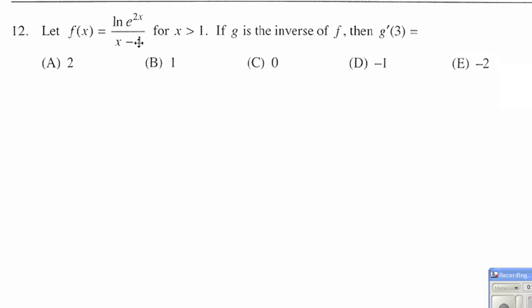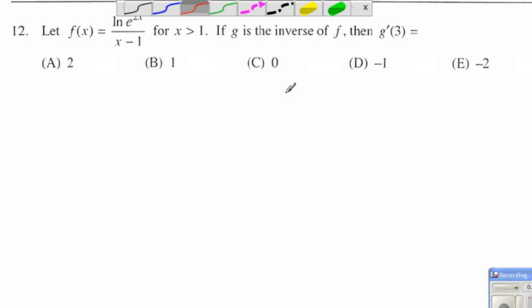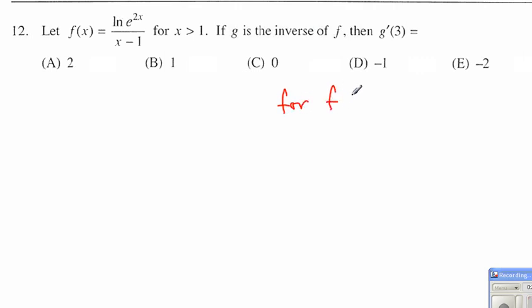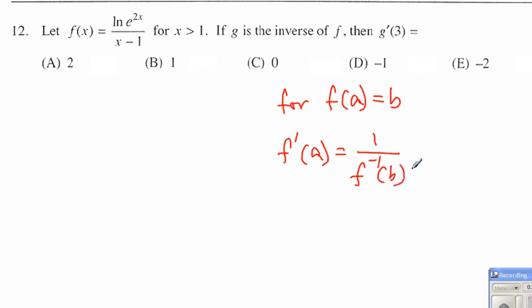Here we have f of x given in this way. Now, g is the inverse of f. That means, in fact, if I were to write this one, reminder, for f of a equal to b, then f prime of a would be 1 over the inverse function's derivative at the corresponding value in this way, right? So therefore, the x value for g is equal to 3, then in this case, our result will be in fact equal to 3.